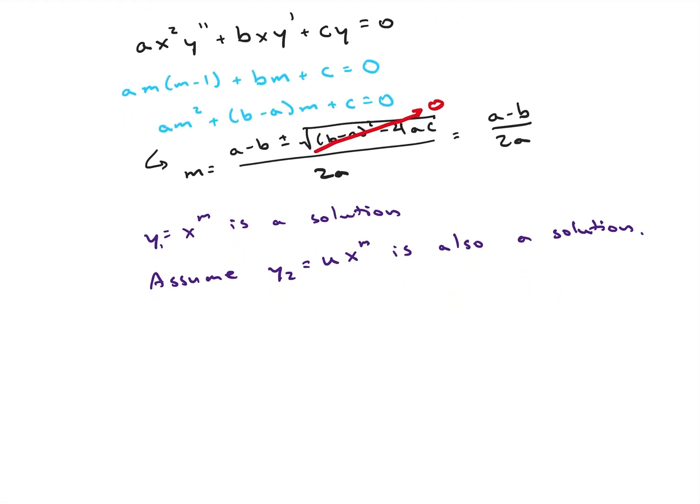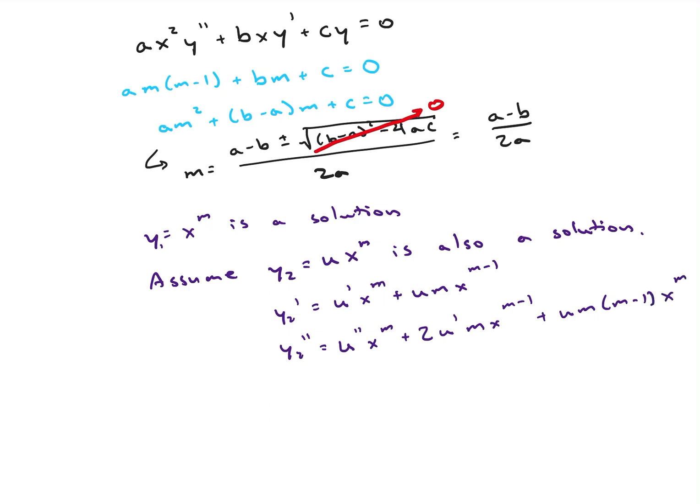So when we go into our equation here, we're going to assume y2 equals u x to the m. So we can do a few things. We can see the derivative of y2 is going to be u prime x to the m plus u m x to the m minus 1. And our second derivative is going to be u second derivative x to the m plus 2 u prime m x to the m minus 1 plus u m(m minus 1) x to the m minus 2.